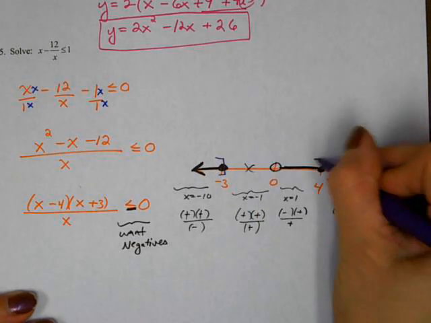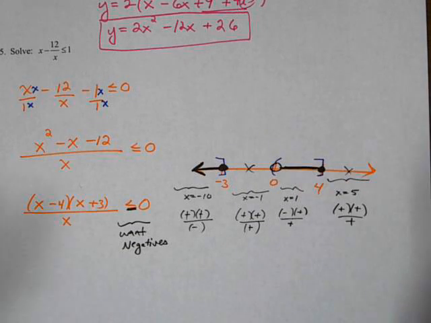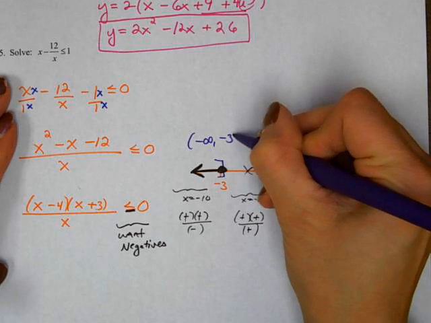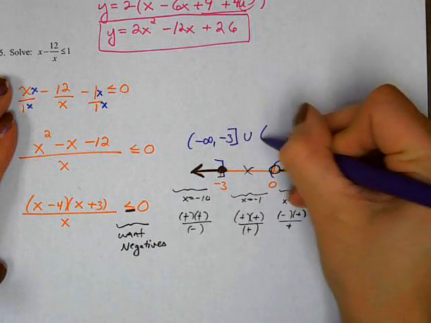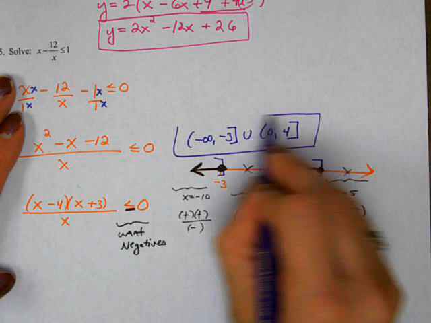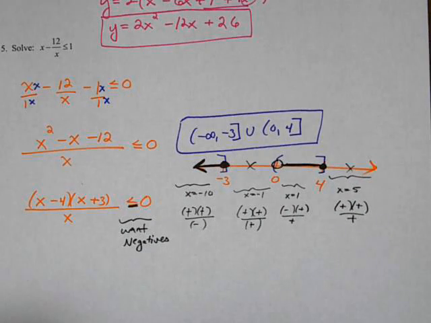When you go ahead and write your answer for something like this, closed points are brackets, and open bubbles are parentheses. So we have from negative infinity to negative 3, and then union 0 to 4 with brackets. And those are the sections that will work. That's where this function is less than 0. And that's a recap of chapter 4.